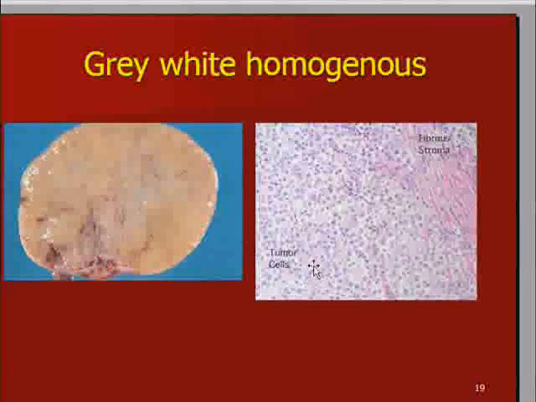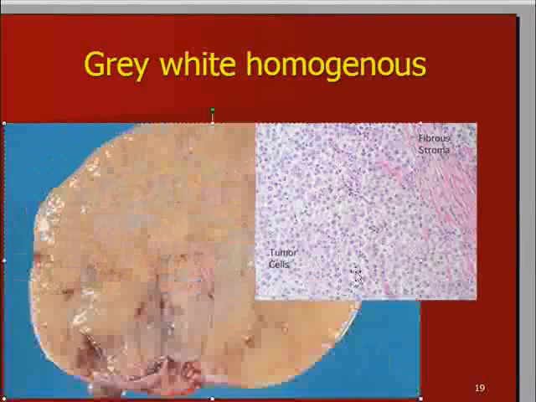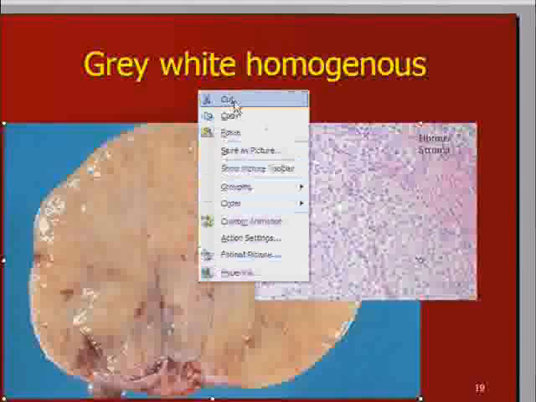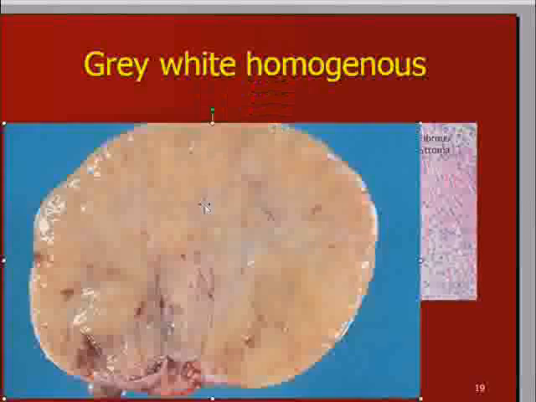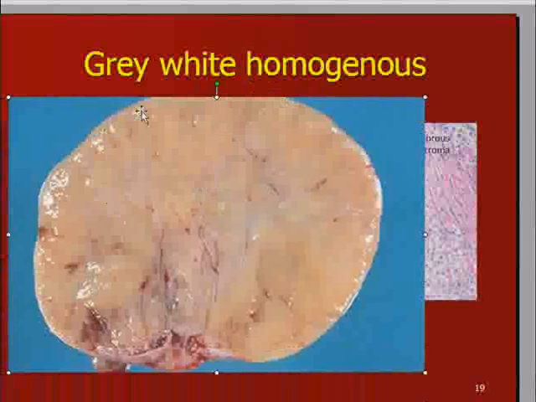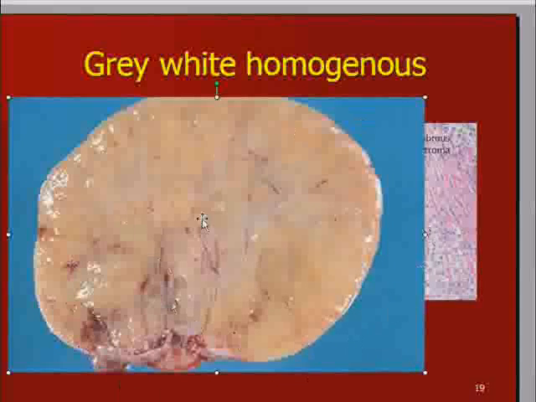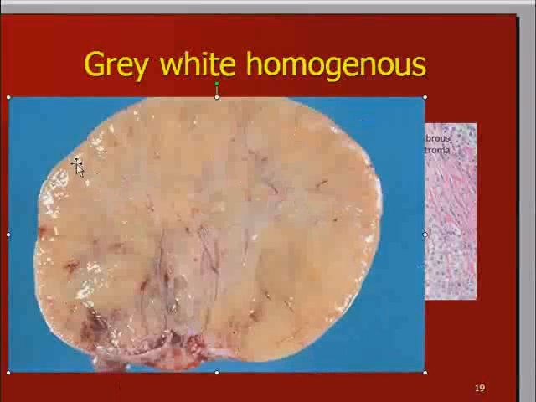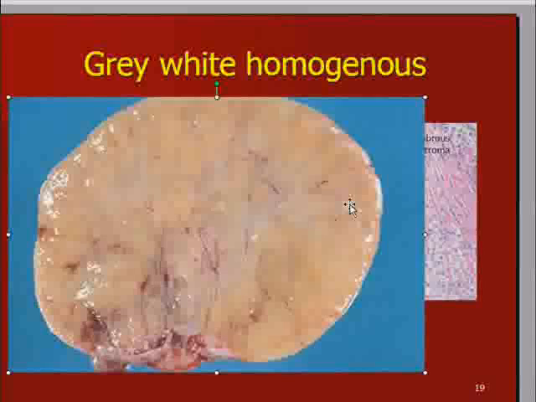So this is how it looks like. First I want you to see the gross appearance. You can see the tumor is very solid, replacing the entire ovary. No ovarian tissue is left. How solid, a little bit of tan yellow in color.